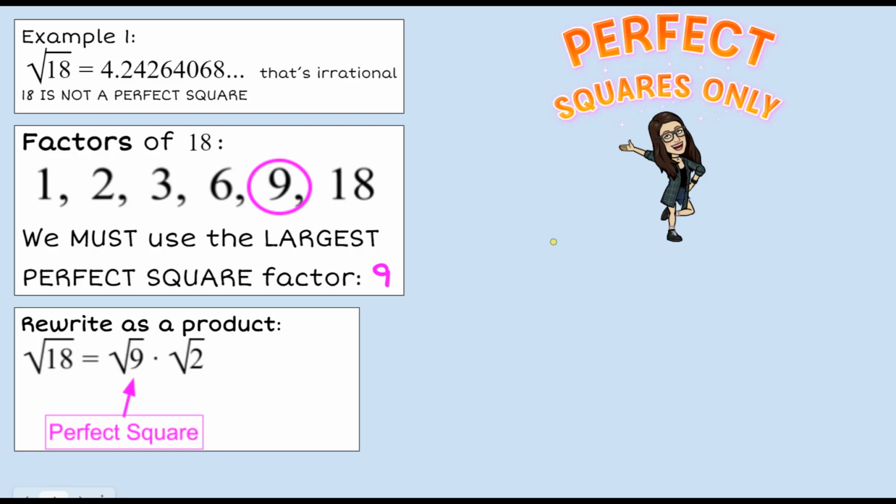Aha! So then we can simplify the perfect square portion and leave the part that we can't simplify, the root 2, as it is. The square root of 9 is 3, times root 2. And in math, if you have a number in front of a radical, it means you're automatically multiplying, so you don't need the dot there.